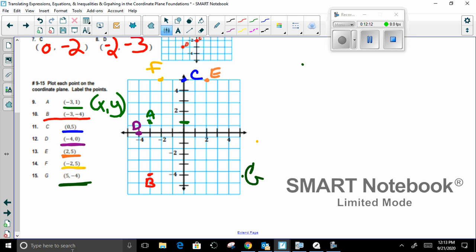All right, that's just a little refresher on the coordinate plane. Go ahead and check your Google slide for the day to see what you have to do next.